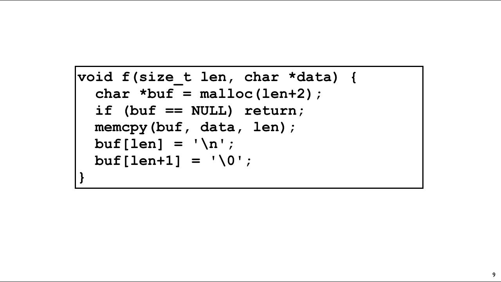And I should tell you about malloc, if you don't know what malloc is. Malloc allocates a number of bytes that are passed to it. So you pass to it the number of bytes you want to allocate, and it'll allocate a buffer of that length.